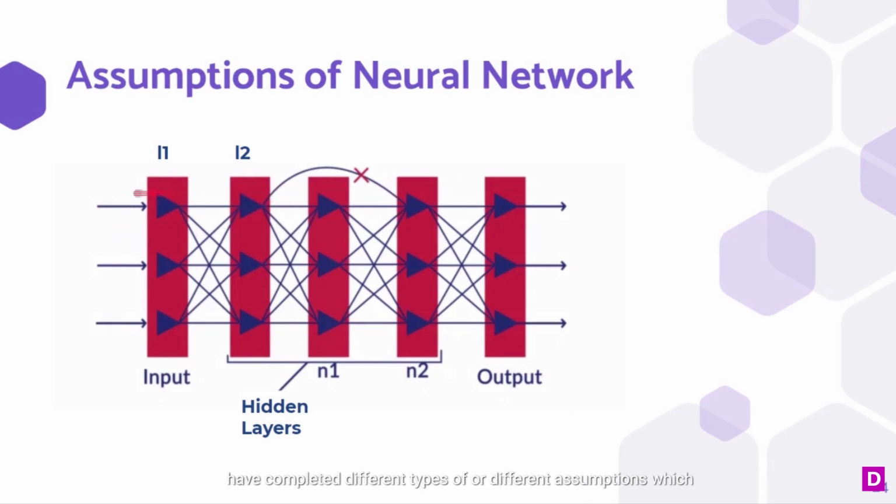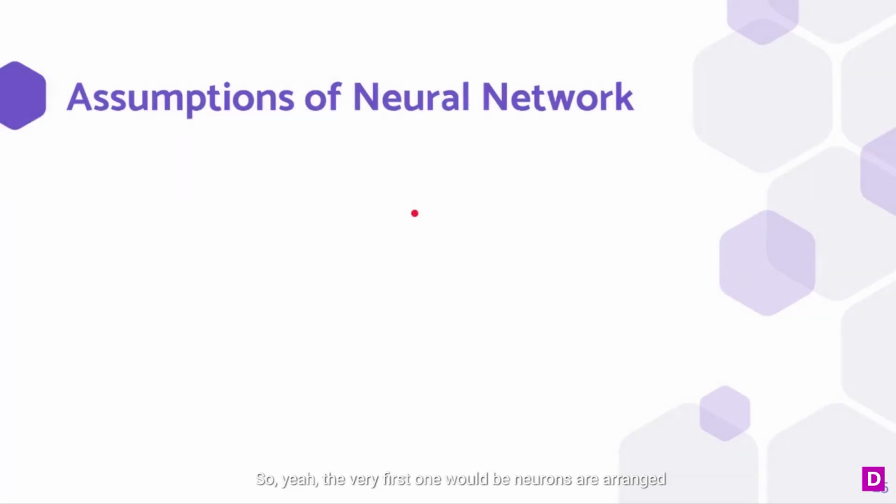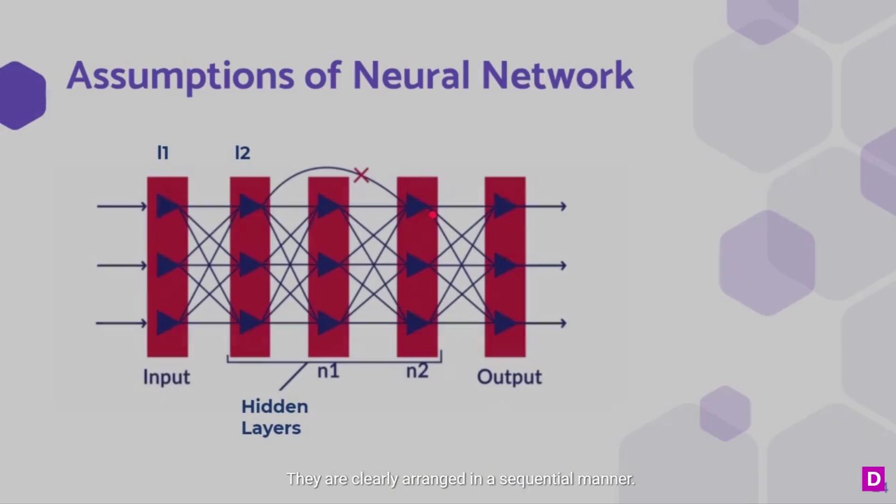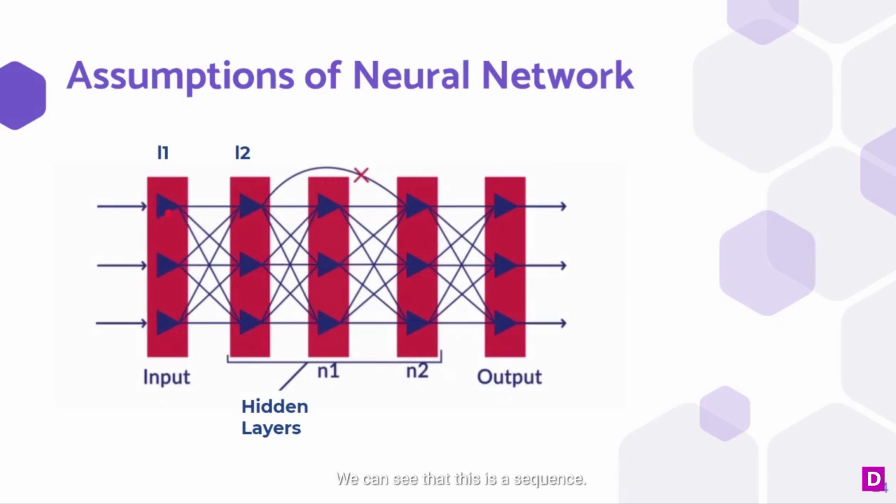Now that we have completed the different assumptions we made on the neural network, it's time to have an overview of the discussion. The very first one: neurons are arranged in layers and layers are arranged sequentially. They are clearly arranged in a sequential manner. We can see that this is a sequence, and this is how the signal flows from input to output. So the signal as well as the layers will be arranged in a sequential order.